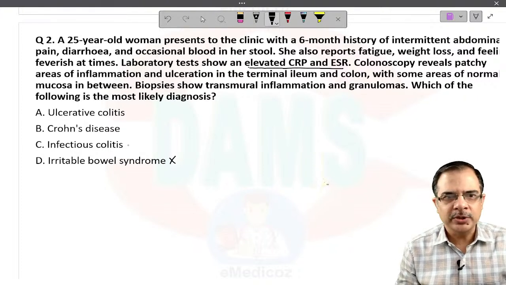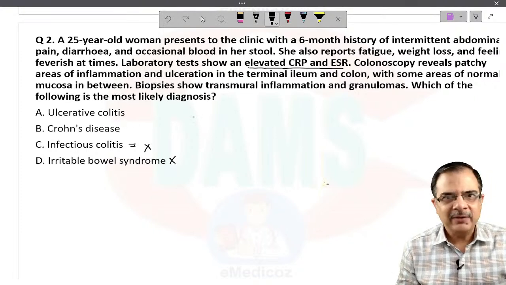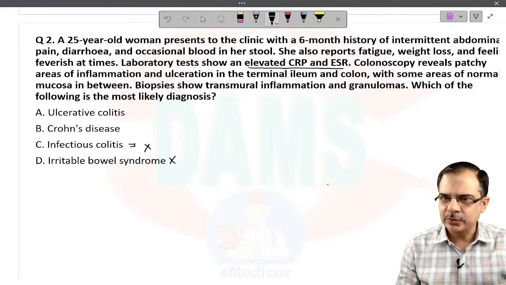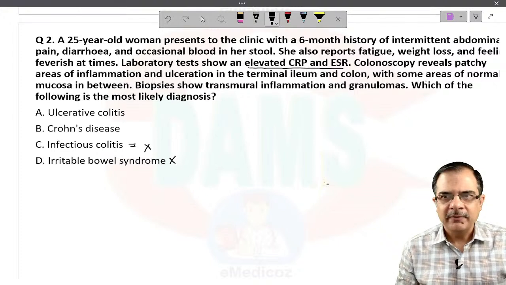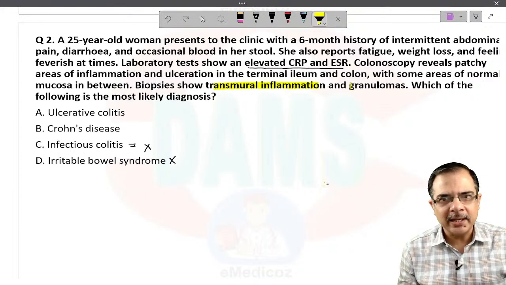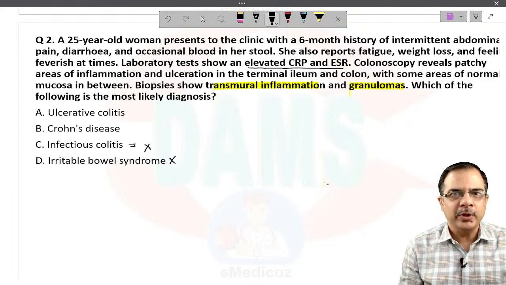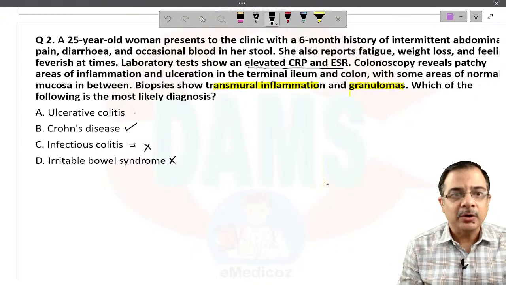So we are left with 3 options. Infectious colitis: a 6-month history is unlikely. So we have to choose from ulcerative colitis and Crohn's disease. That will be decided on the basis of biopsy. Let's see which part is affected. Terminal ileum and colon are affected with some areas of normal mucosa in between, transmural inflammation and granulomas. The presence of transmural inflammation and granuloma are the highlighting points, and that will differentiate Crohn's from ulcerative colitis. So it is Crohn's disease.